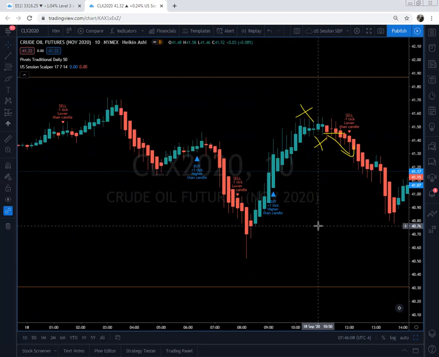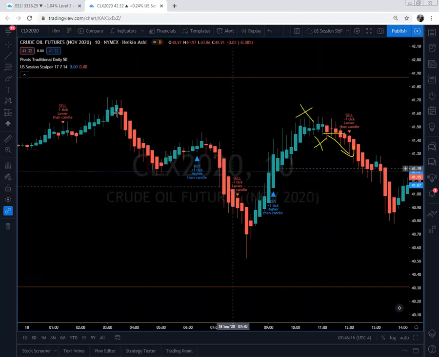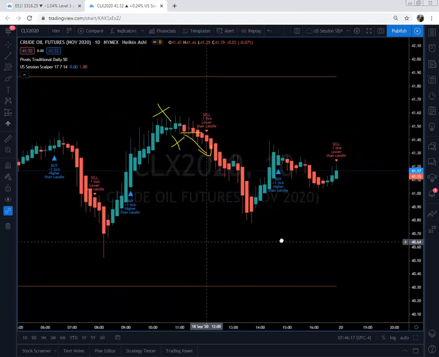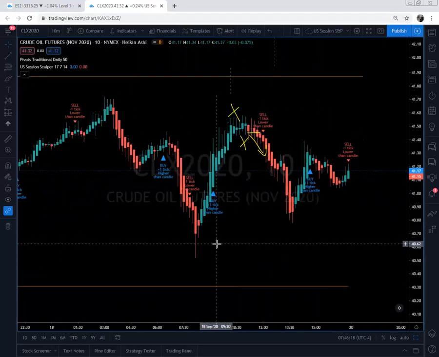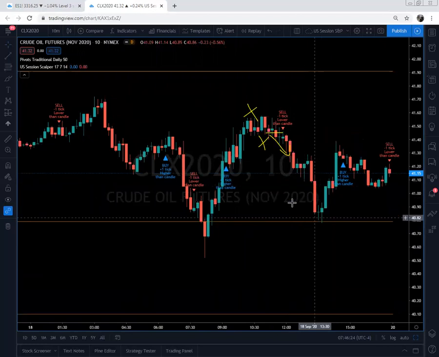The way I use it is to try to eliminate as much noise as possible. You can see it's quite different from the normal candle. Let's say, for example, I'm changing now to the normal candle. So it's a bit different in the market price movement.